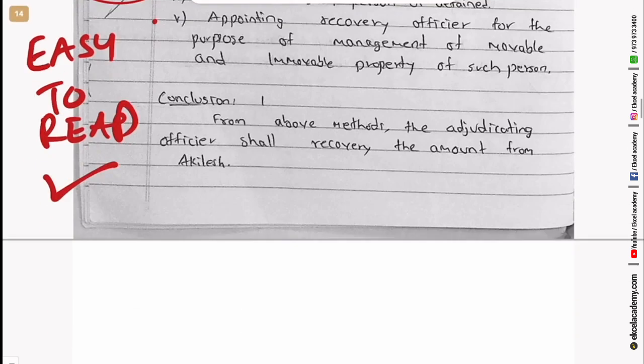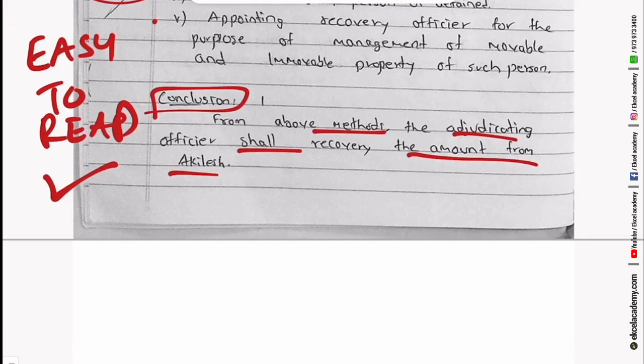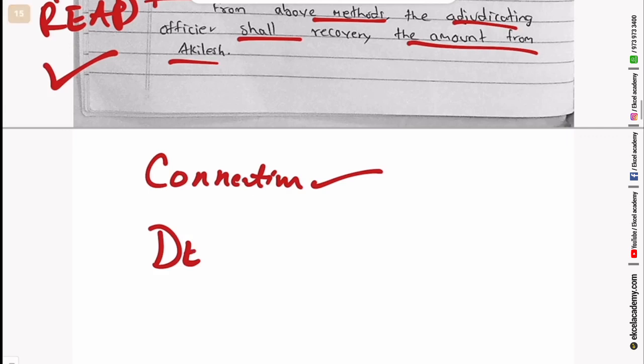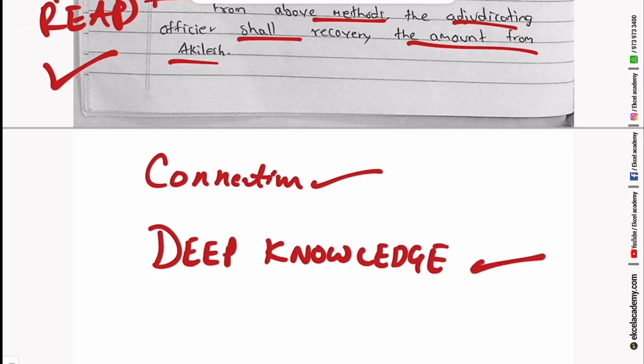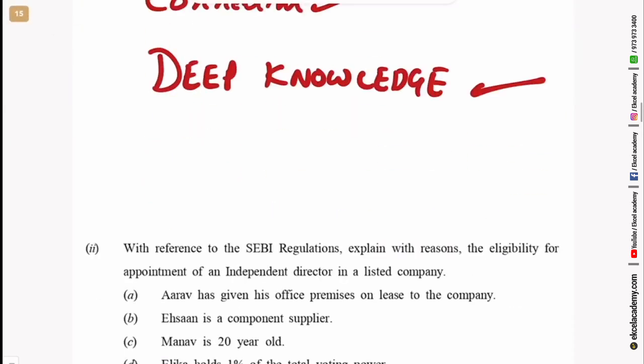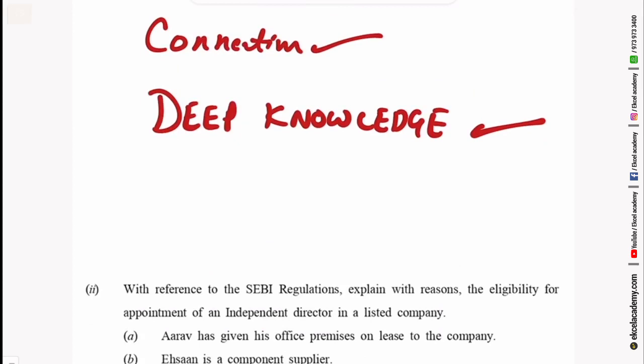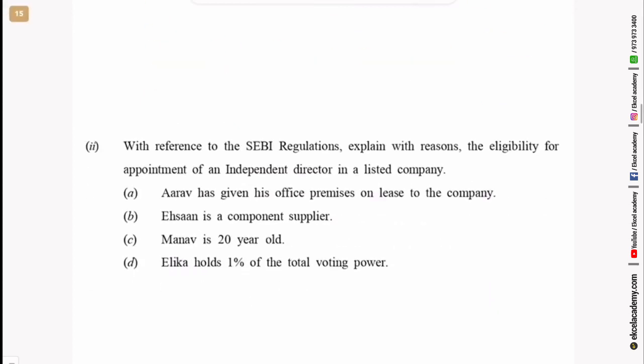Then again the conclusion. See here, from the above, the adjudicating officer shall recover the amount from Akhilesh. So this is brilliant. Again, a connection to the question, the answer and the law. So this shows that the student has deep knowledge of the subject. So the flow is what I want you to understand. He is giving an excellent flow.